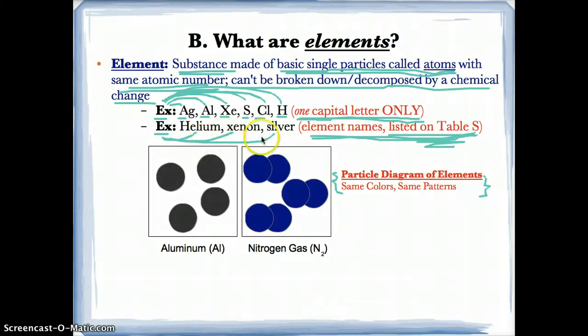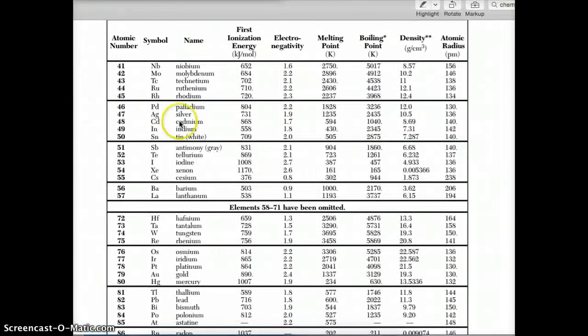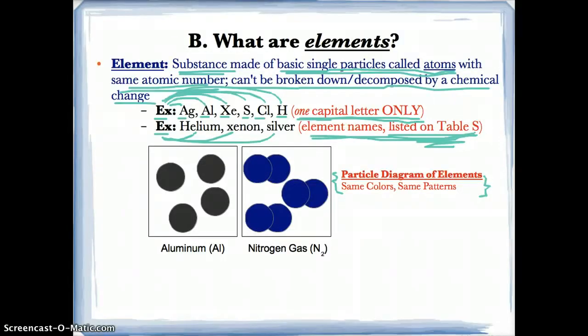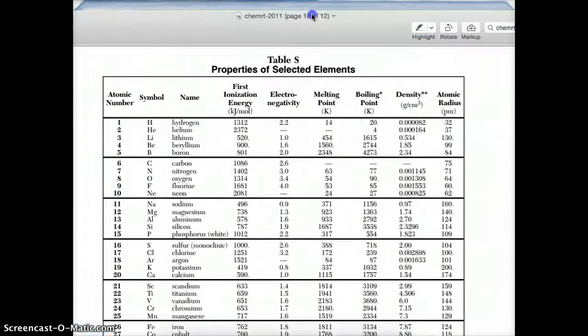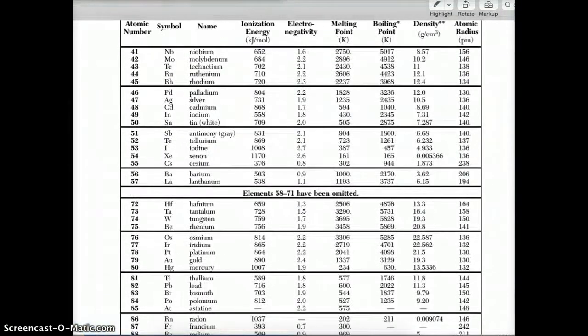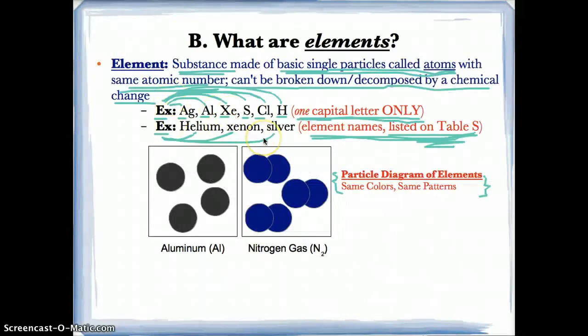So let's take a look at Table S to prove that. Let's see if the chemical name helium is listed on Table S by itself. If we go to the table here, we see that helium is listed by itself. So, since helium is listed by itself on Table S, we know that's an element. Let's look for xenon. Yes, xenon's listed right here. Since xenon is listed on Table S, it's also an element. Finally, we have silver. Yes, silver is listed on Table S, so it's also an element. So basically, if the chemical name is listed on Table S, then it's definitely an element.